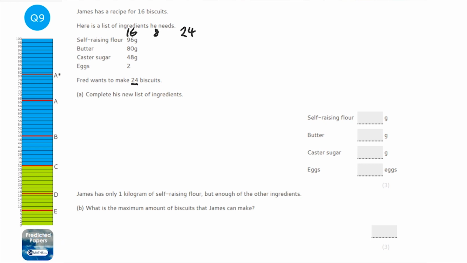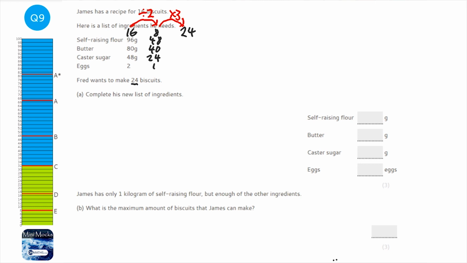Okay, so to find out how many for 8, obviously we're going to divide them by 2, and then we're going to times them by 3. So for 8, okay, so half of 96, well half of 90 is 45, half of 6 is 3, so that's going to be 48. Half of 80 is 40, half of 48 is 24, and half of 2 is 1.